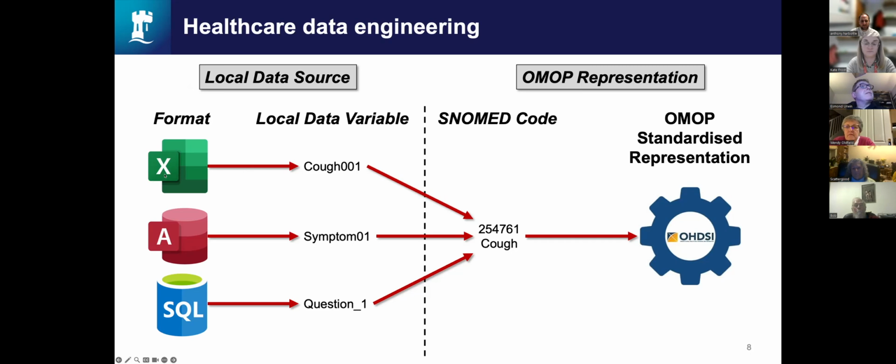So one could be an Excel spreadsheet, one could be an Access database, one could be in an SQL database, named differently as here. You can see, so cough 001, symptom 01, question 1. Only the people using that data set within a specific hospital would know that cough is quite an obvious naming, but symptom 1 is not necessarily. Anyone externally wouldn't. There's no clue as to what that means, and the same with question 1. When we represent it with this code, it is clear and unambiguous that that is a cough.